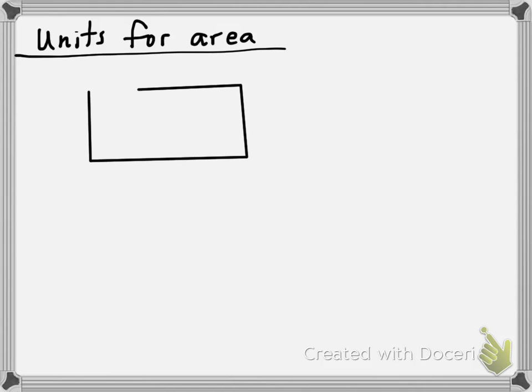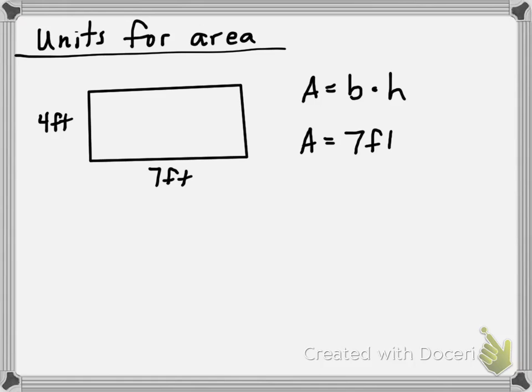Now, we need to talk about one thing that I've been neglecting this whole time, and that's units for area. I've just been using numbers, but really, numbers aren't a length. You have to have something like 4 feet, or 4 yards, or 4 miles, or 4 millimeters. You have to have a unit. So a rectangle can't just be 4 and 7. It has to be 4 feet and 7 feet, or some kind of unit. So the area is base times height, so it's really 7 feet times 4 feet.